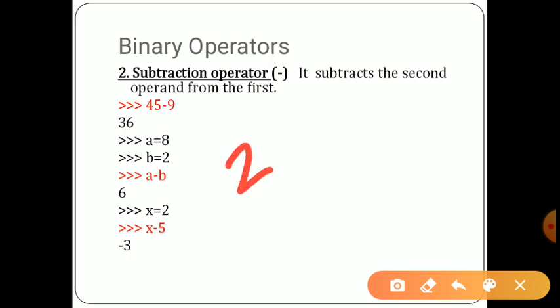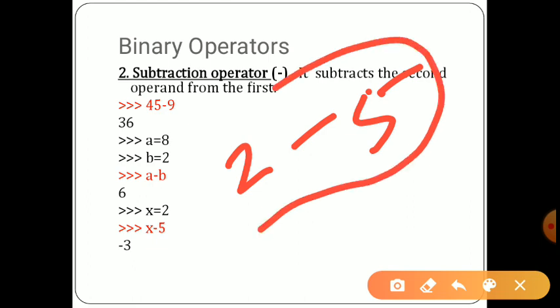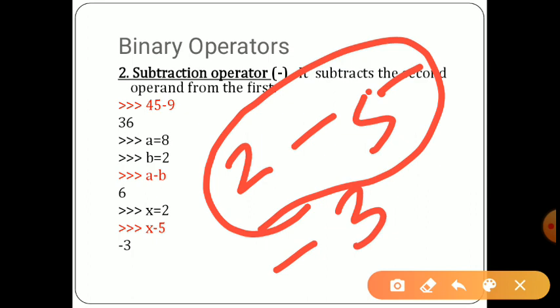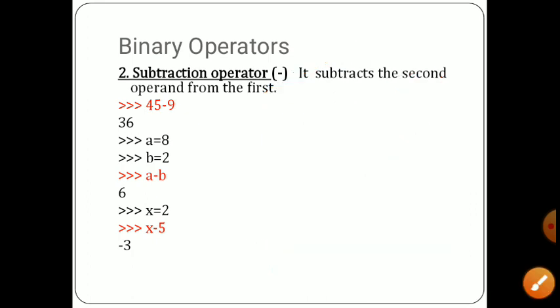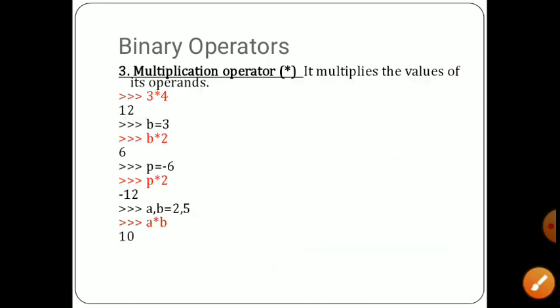And again I take x equal to minus 5. So it shows the expression 2 minus (minus 5). The result is minus 3. Okay. Now next, multiplication, binary multiplication.